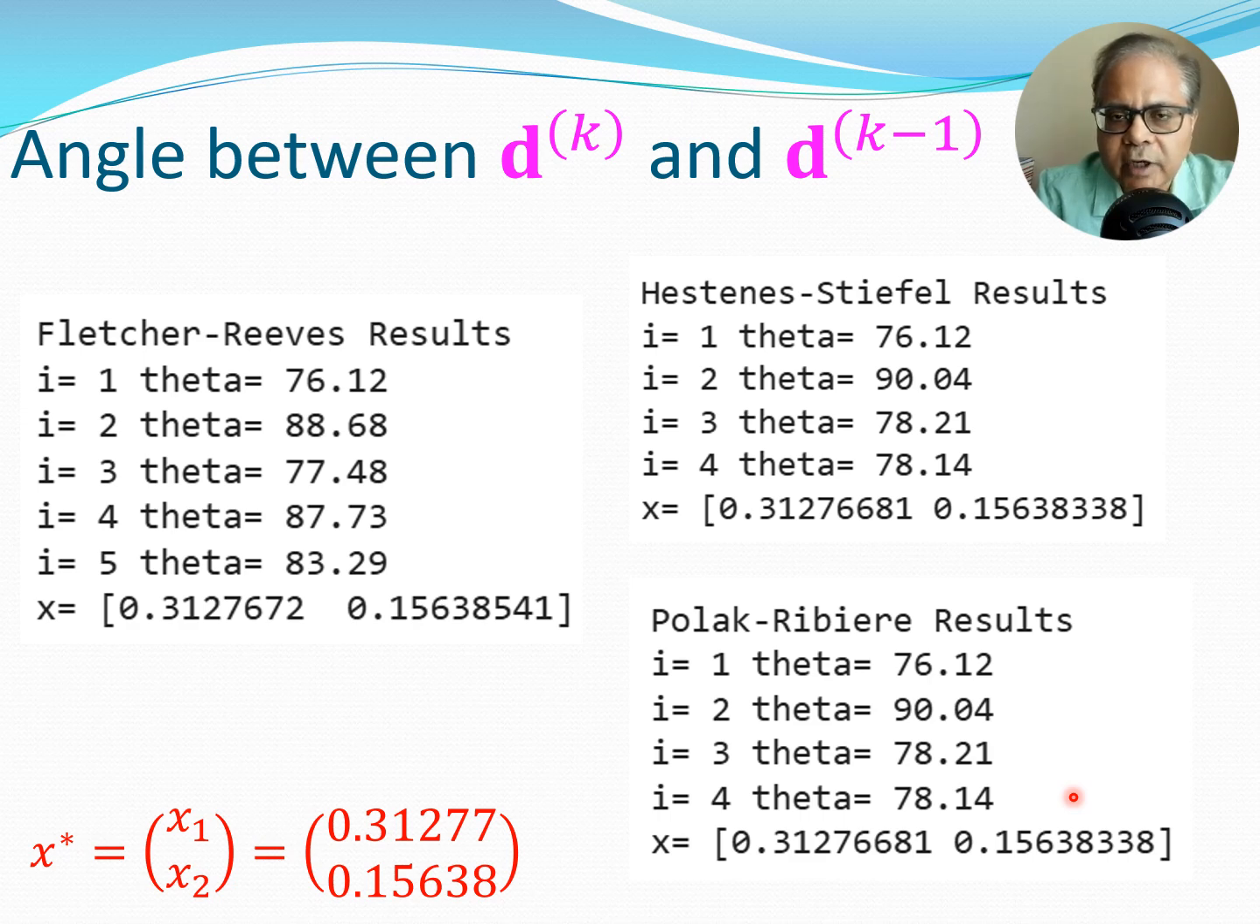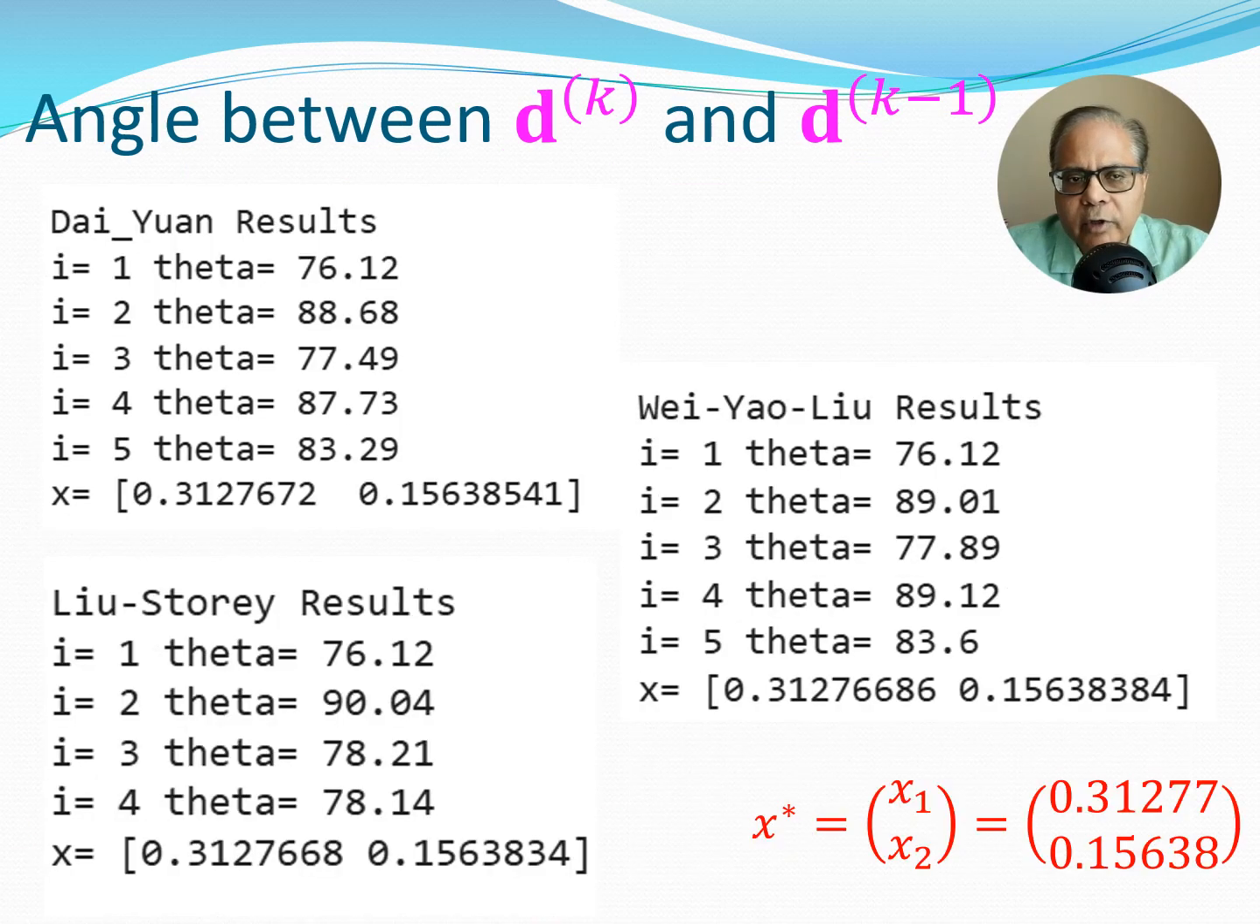Of course, as you can expect, all these methods converge to the actual optimal point given here. Now, if we look at the different methods such as Dai Yuan, Hestenes-Stiefel, and Liu-Storey, again we see these results here. Of course, some of these methods tend to perform well, some of them take a little bit more time, but all the conjugate gradient methods perform much better than the steepest descent method.